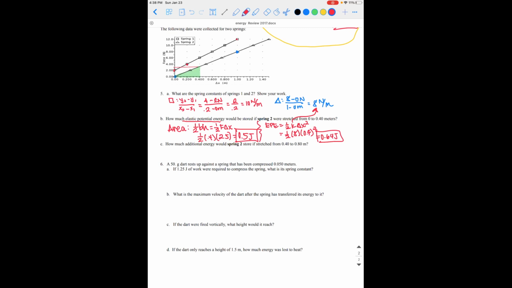The next one is how much energy would the spring store if it was stretched from 0.4 to 0.8. Now this one is a good problem. We are stretching it, and this time it's not a nice triangle. It's actually a trapezoid. So what I tell my students is to divide it up. You can have a rectangle and a triangle. Again, we'll have to estimate that and add those two areas together.